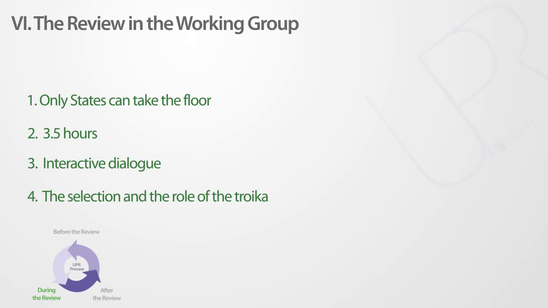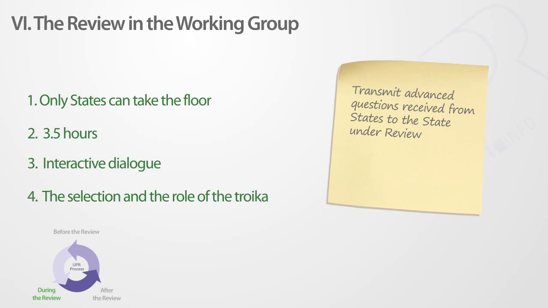The Troika is a selection of 3 Human Rights Council member states by drawing of lots. Their role is to transmit advanced questions received from states to the state under review and to help draft the report of the working group.